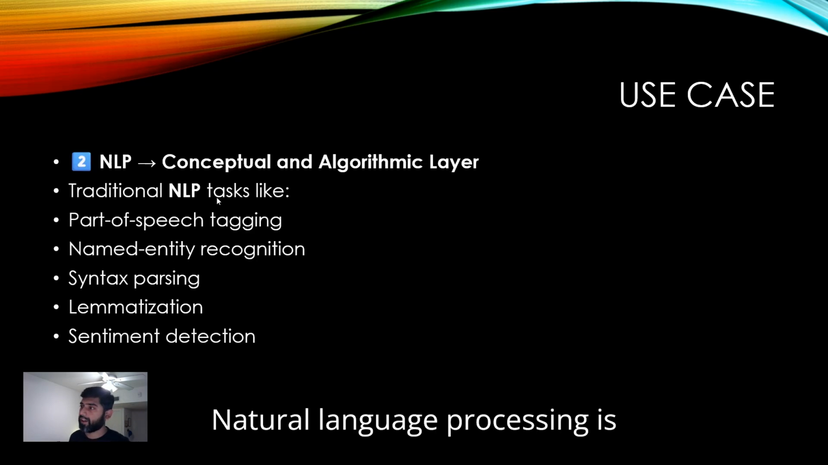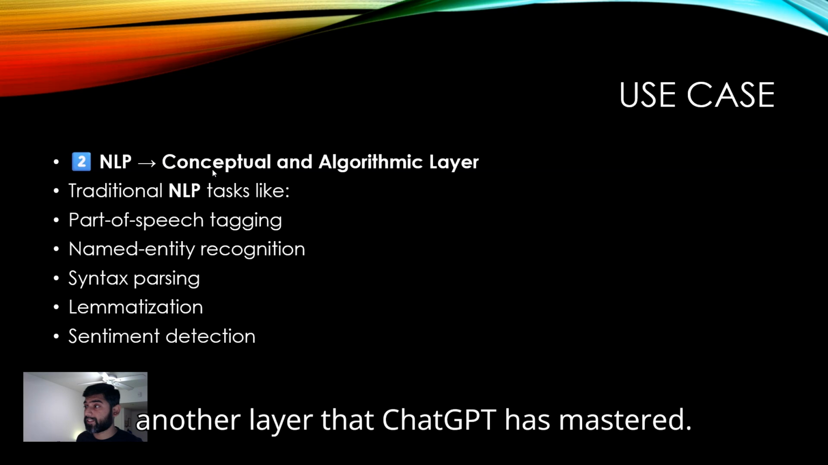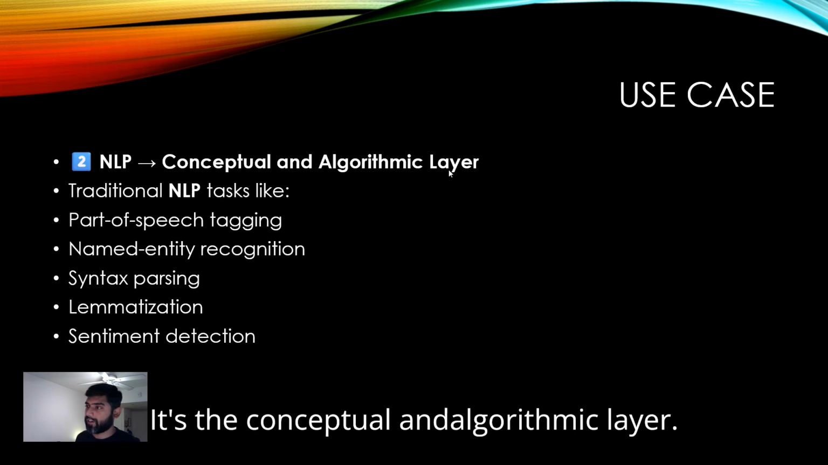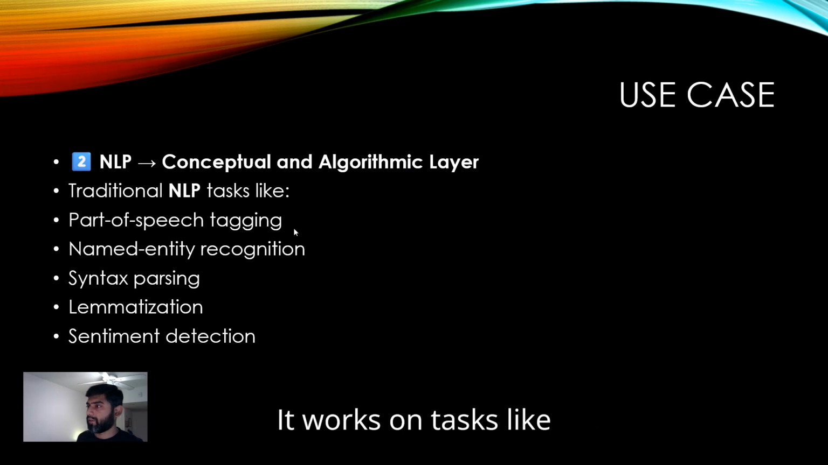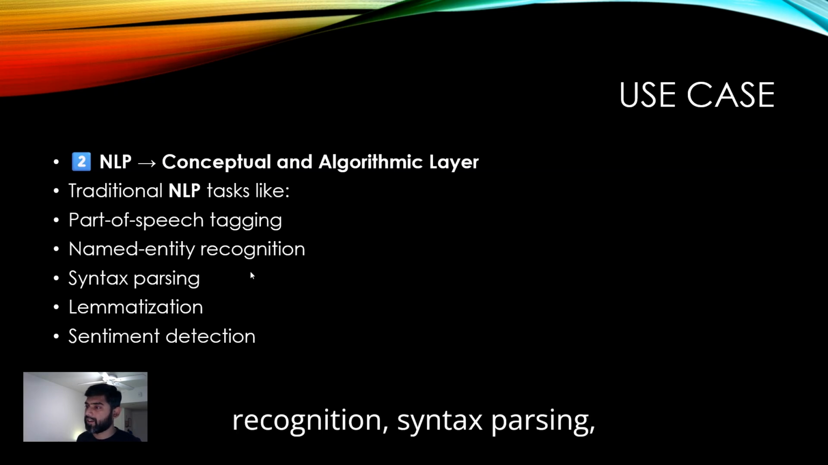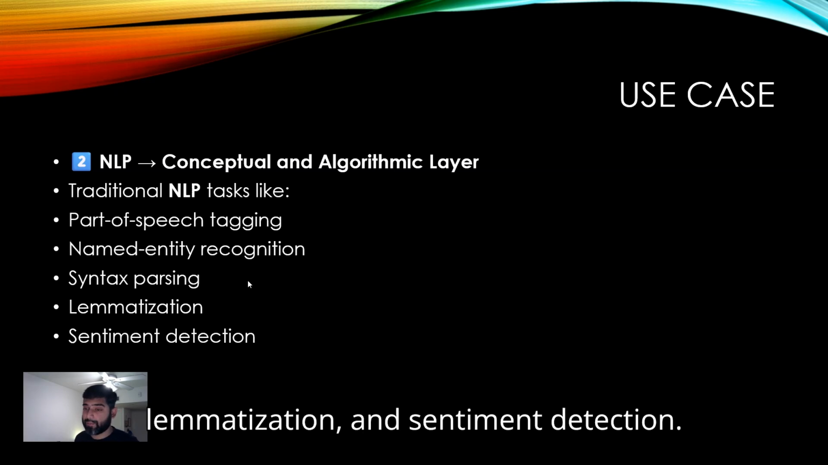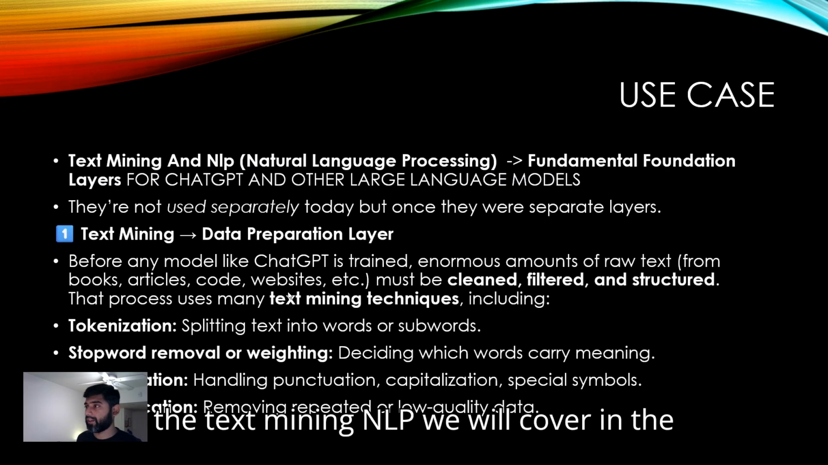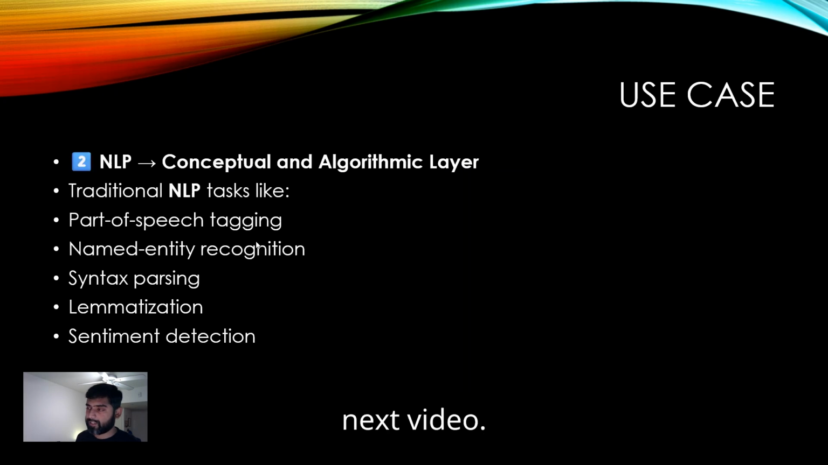Natural language processing is another layer that ChatGPT has mastered. It's the conceptual and algorithmic layer. It works on tasks like part of speech tagging, named entity recognition, syntax parsing, lemmatization, and sentiment detection. In this video, we are more interested in the text mining. NLP we will cover in the next video.